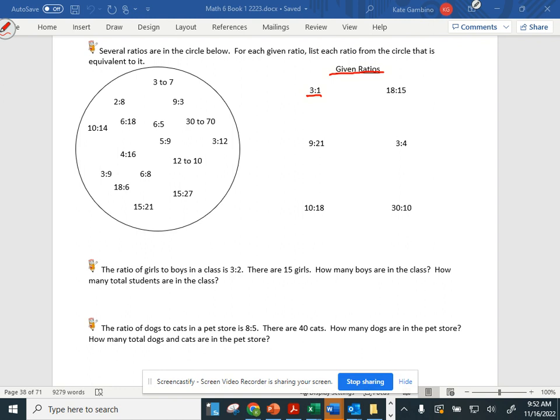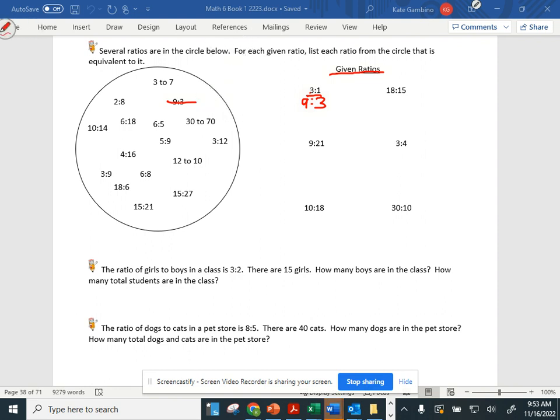Isabel? 9 to 3. 9 to 3, because we multiply by 3. 3 times 3 is 9. 1 times 3 is 3. What other equivalent ratios are there in the circle? There's more than one. Melina? If we were to say 3 to 9, here we have 3 to 1. Are we multiplying to go from 1 to 9? Is 3 times 9 equal to 3? No, so that doesn't work because you have to be able to multiply both sides by the same number.